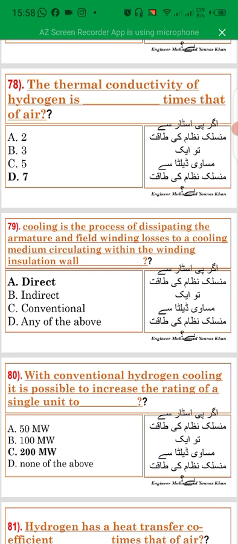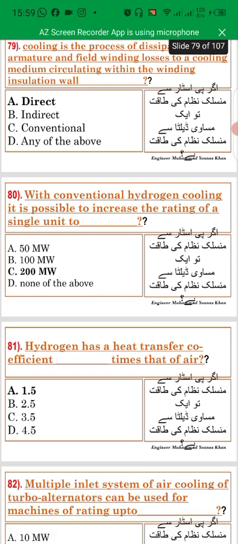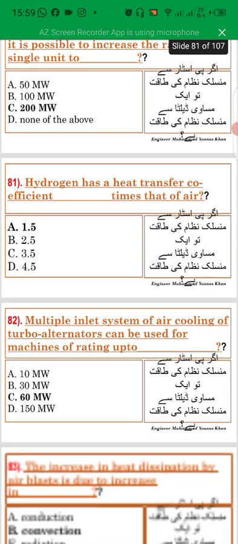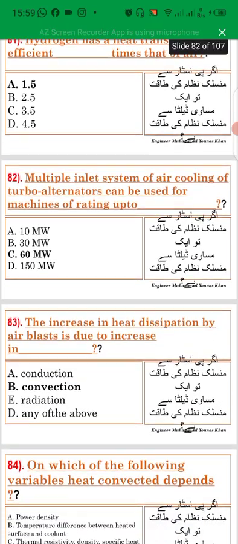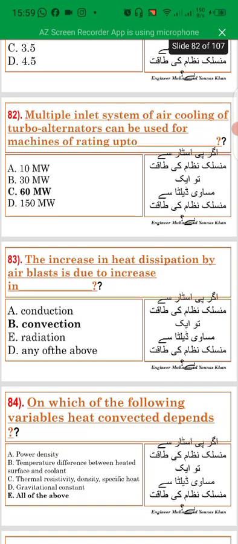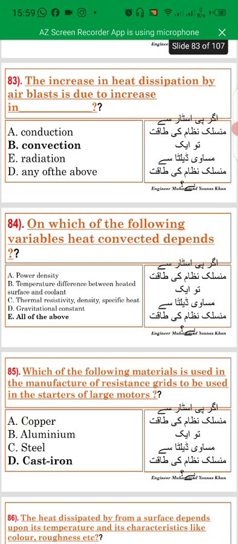Direct cooling is the process of dissipating the armature and field winding losses to a cooling medium circulating within the winding insulation wall directly. With conventional hydrogen cooling, it is possible to increase the rating of a single unit to the order of 100 megawatt. Hydrogen has a heat transfer coefficient 1.5 times that of air. Multiple inlet system of air cooling of turbo alternator can be used for machines of rating up to 60 MW. The increase in heat dissipation by air blast is due to increase in convection.